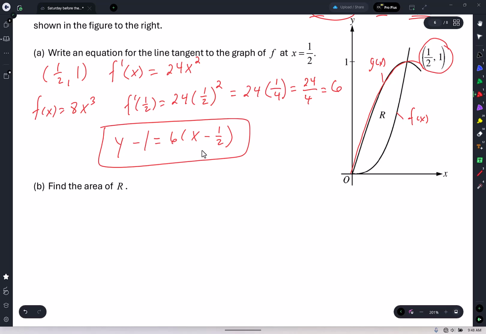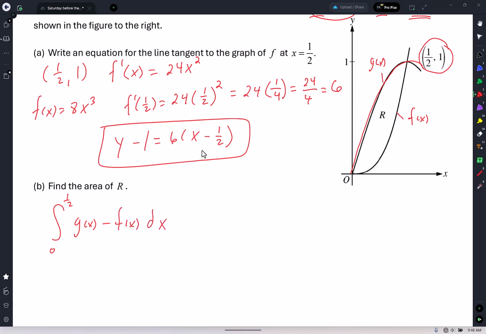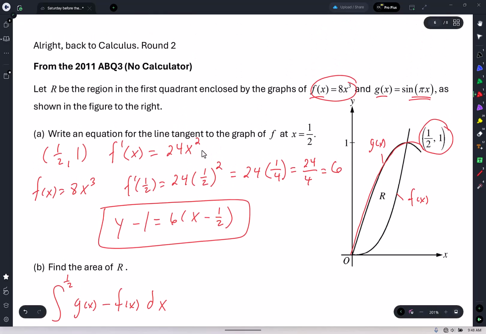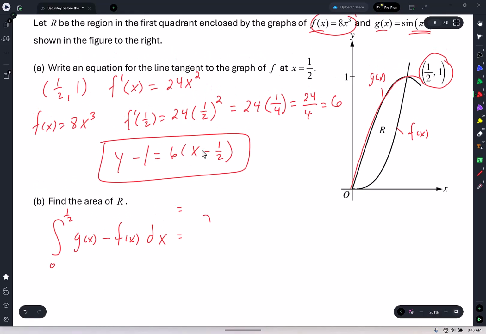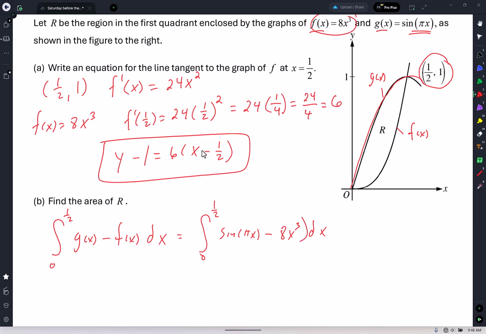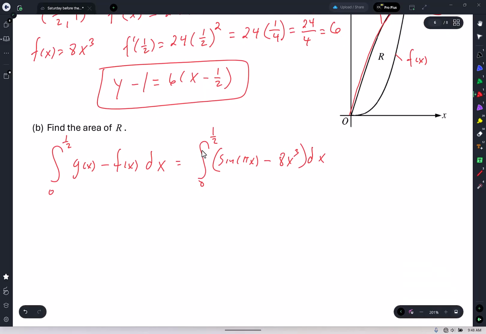So find the area of R. I'm going to go integral from what to what? 0 to 1/2. And then what curve's on top again? G of x, and then the f of x is on bottom. On this one, guys, if this were a calculator section, you would just leave it like that. But on this one, since you don't have a calculator, they're going to want you to do the antiderivative. So just go ahead and plug in what the expressions are. Integral, 0 to 1/2 of g of x, sine pi x, minus your f of x, which is 8x cubed, and then dx. If it bothers you that it just looks like that, just put your parentheses like that. You know, width times height, all that good stuff. But it's understood that the dx is the end of your integrand.